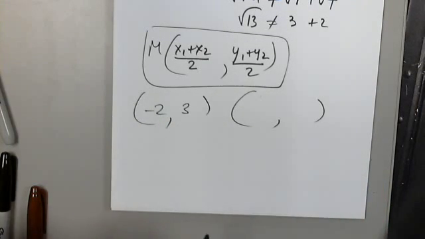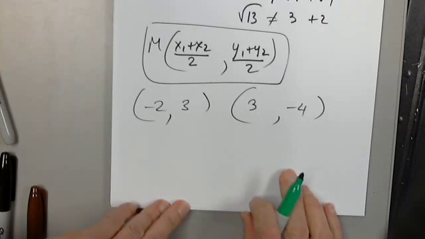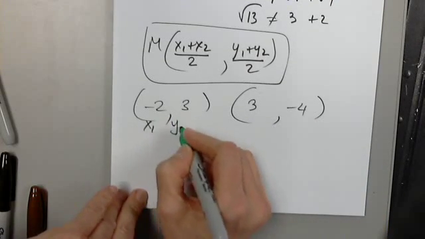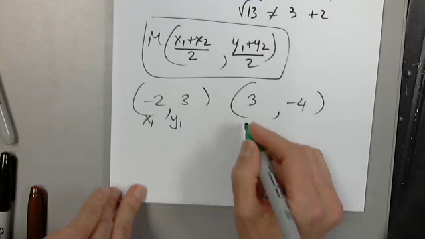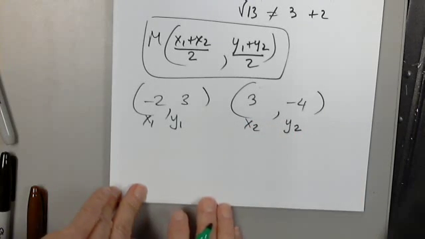Negative 2, 3. Good. 3, negative 4. Perfect. So this is my x1, y1, and this is x2, y2.